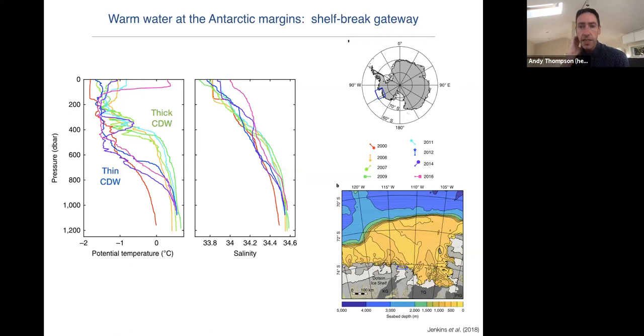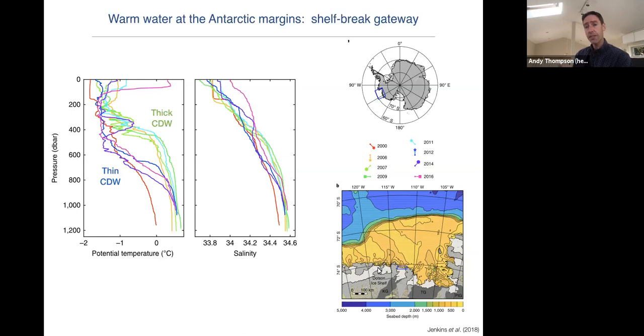In the bottom right is a map of the Amundsen Sea showing the bathymetry. And we're going to specifically look here at hydrographic profiles that have been collected in front of the Dotson ice shelf, which is this blue region here. And on the left, I'm showing vertical profiles of temperature and salinity. And of course, the temperature gets a lot of attention because this is the water that's getting into these ice shelf cavities and melting the ice shelves.